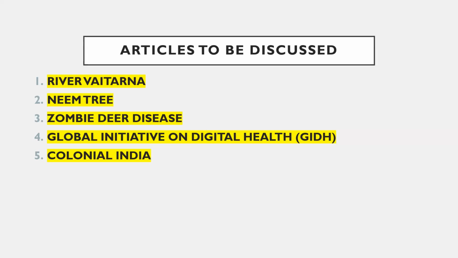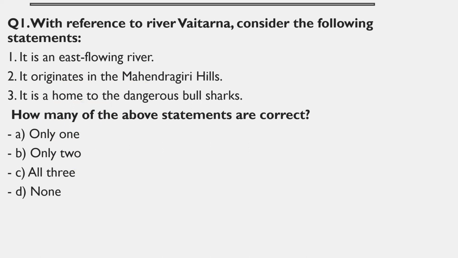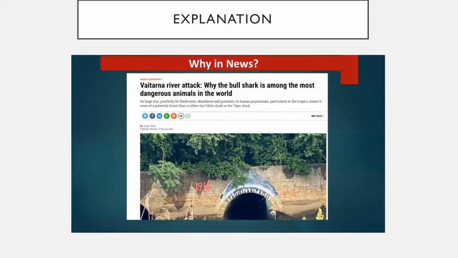There is a river known as Vetrana River which flows in Maharashtra. Why is this news? Why am I taking a question on the river Vetrana? Because recently the river Vetrana has seen an attack. The bull shark, among the most dangerous animals in the world, has attacked there. That's why this topic was in news, right everyone? Recently a bull shark attacked a fisherman in a Maharashtra district.